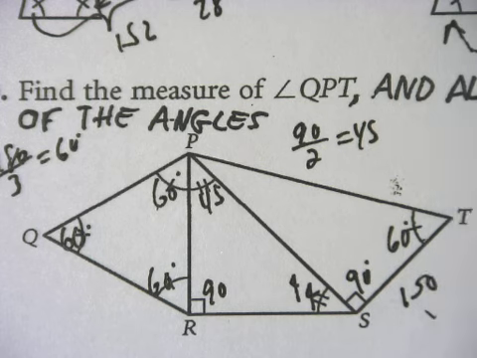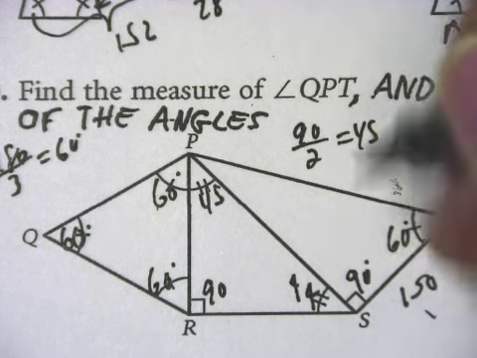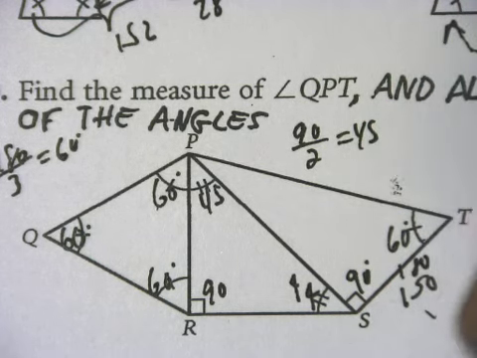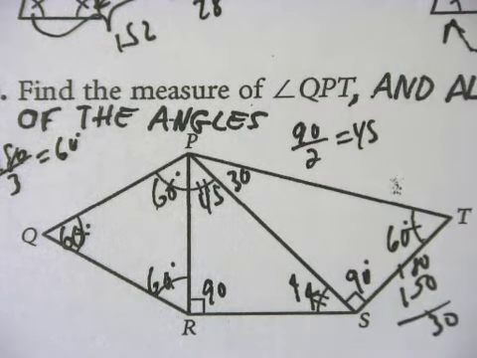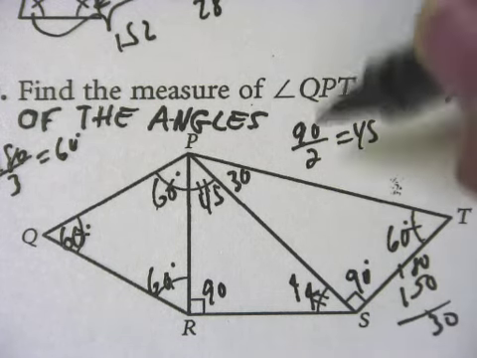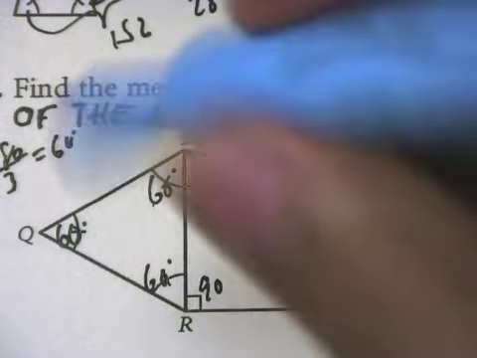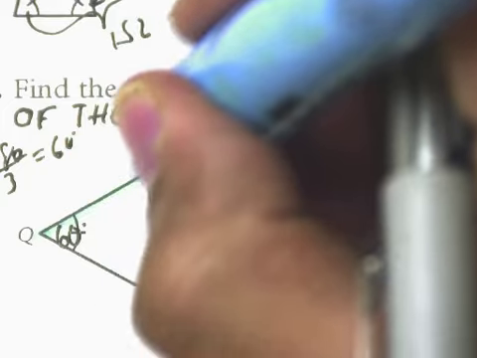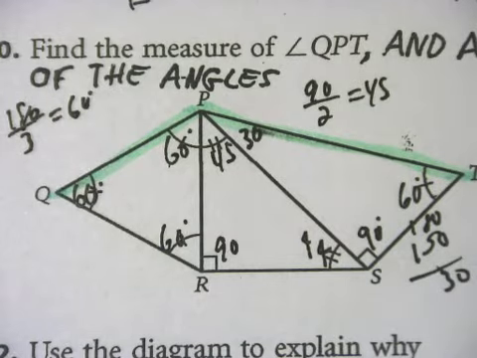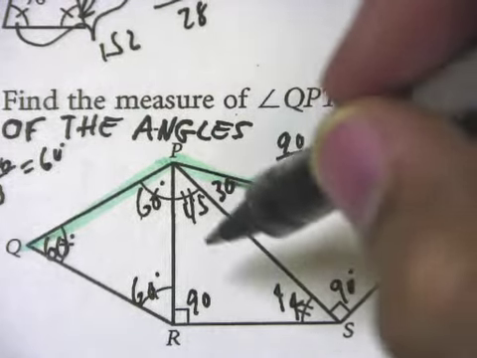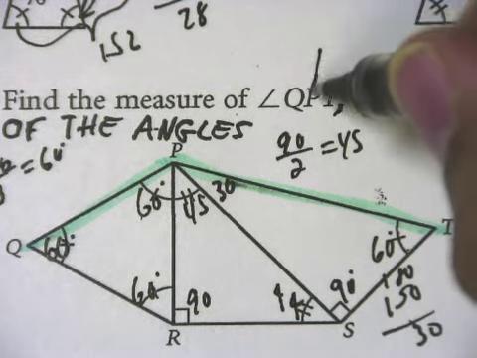Again, I know that this is 90 degrees. I know that this angle here has the same congruency mark as this angle here. So these are congruent, so this is 60. And now I'm trying to find this angle here. Well, 90 plus 60 is 150. And I know that a triangle has 180. So 180 minus 150 is 30. So this is 30 degrees. So I filled in all the spots.